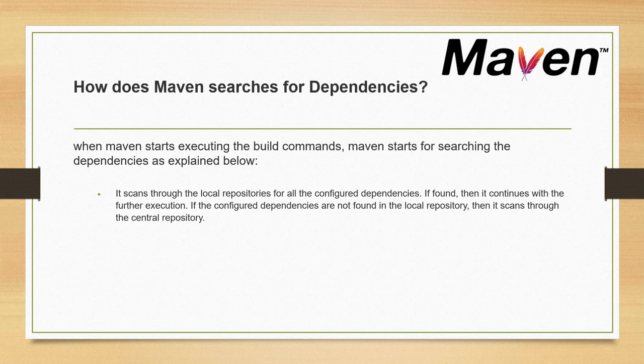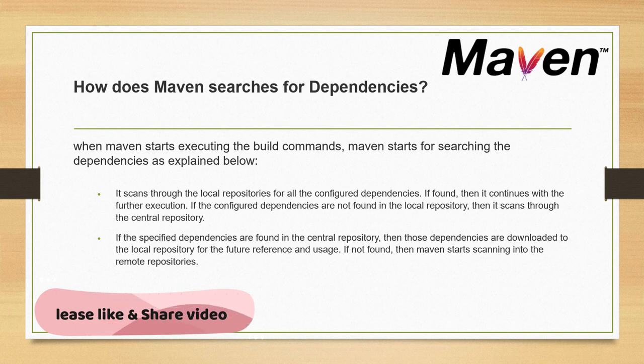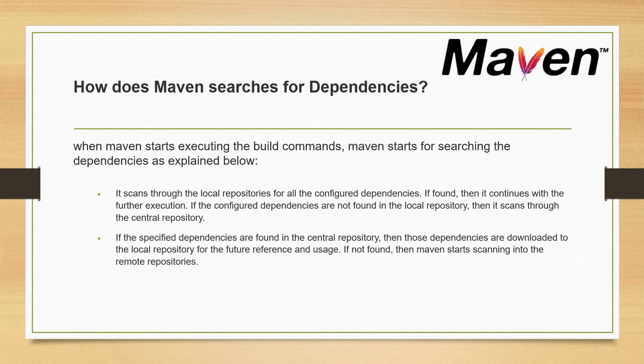Maven will start scanning that folder. If you have overridden this location, then Maven will try to search whether all the dependencies are available in the local repository or not. If they are there, then the flow of execution will continue. Else Maven will try to search for this dependency in the central repository, which is provided by the Maven community, right? Now, second option, if the specified dependency is found in the central repository, then these dependencies are downloaded to the local repository for future reference and usage.